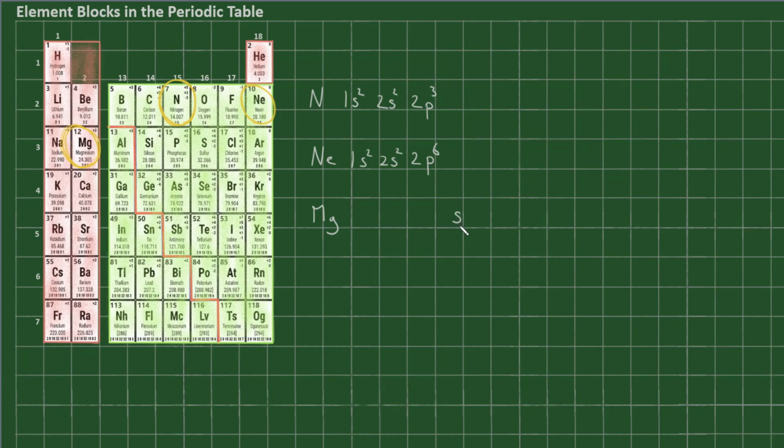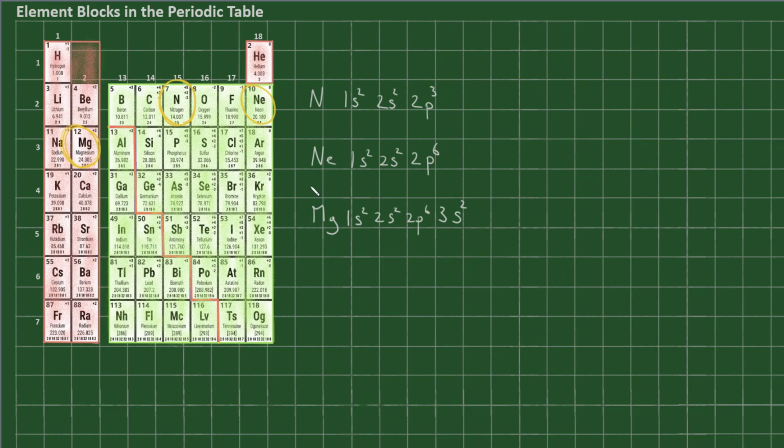It is in period 3, so the principal quantum number will be 3. And it is in the 2nd row of the s block, which means this s orbital will contain 2 electrons. And now I need to write what comes before. So I will have 1s2, 2s2, and 2p6.